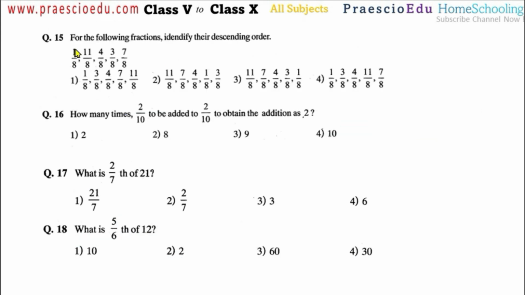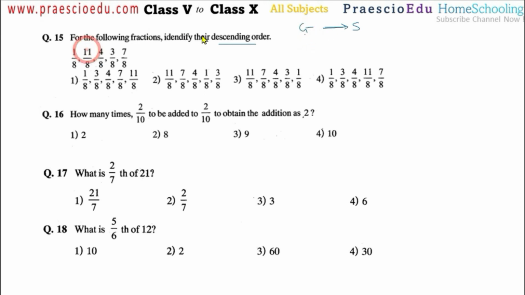Now question number 15. For the following fractions, identify their descending order. So descending means we can say greater to smaller, or we can say the bigger number toward the smaller number. That order we have to maintain. So first we have to find out the greatest one. Now if we compare, all the denominators are 8, which means they are the same. If the denominators are the same, the comparison should be on the numerator basis, and the numerator which is greater is the greater fraction, and first we have to find out the greater one.